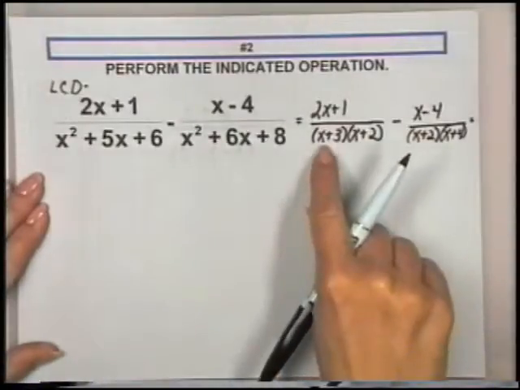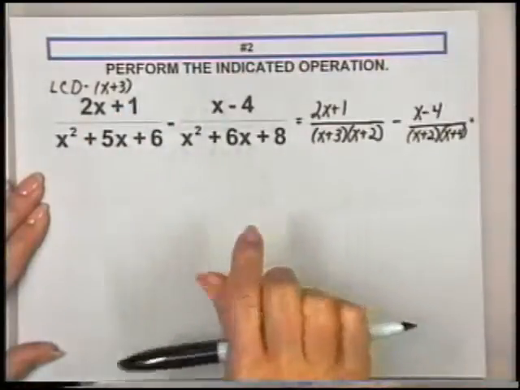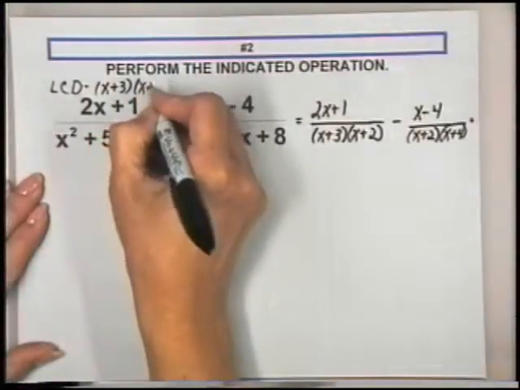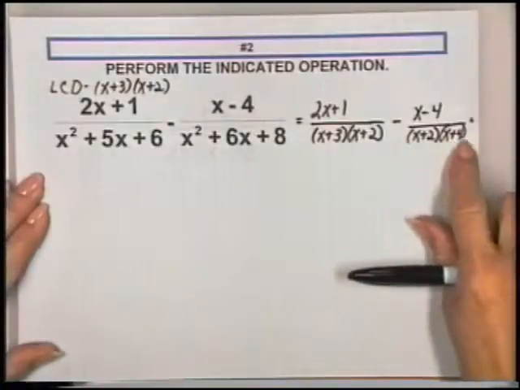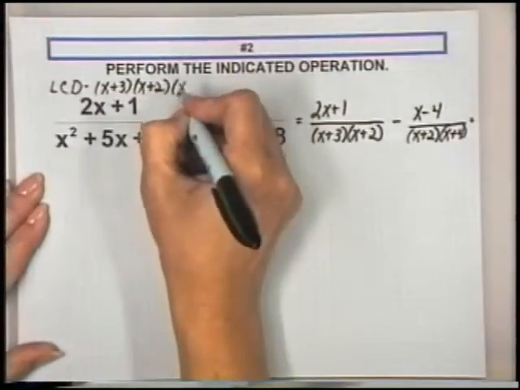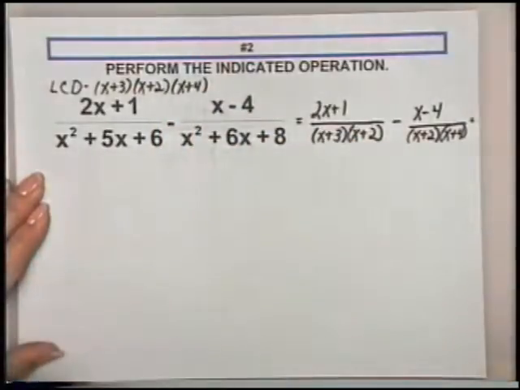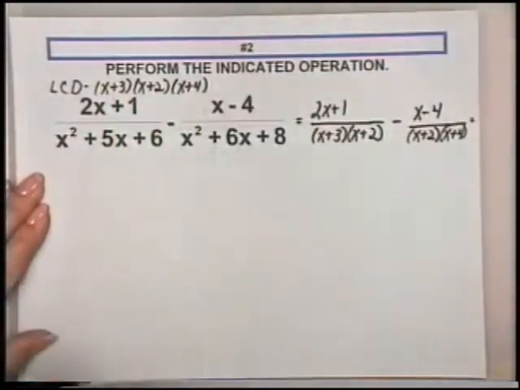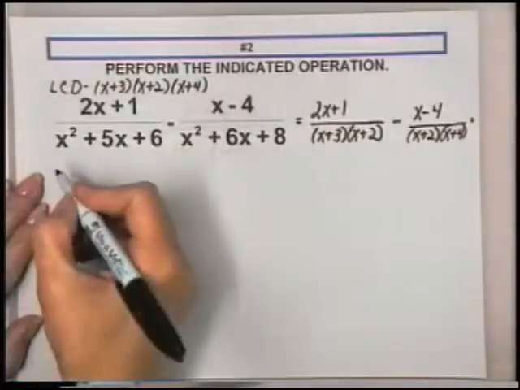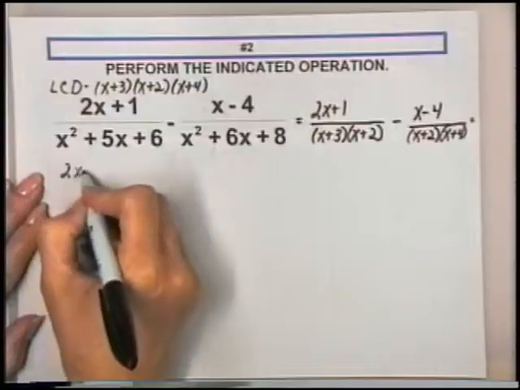Let's figure out what the LCD is. Let's get each different factor. I have a factor of x plus 3. I have a factor of x plus 2. I've already used the x plus 2. I will write the factor x plus 4. Each of these factors is raised to the first power, so I will use them raised to the first power in the LCD. Let's get equivalent fractions.